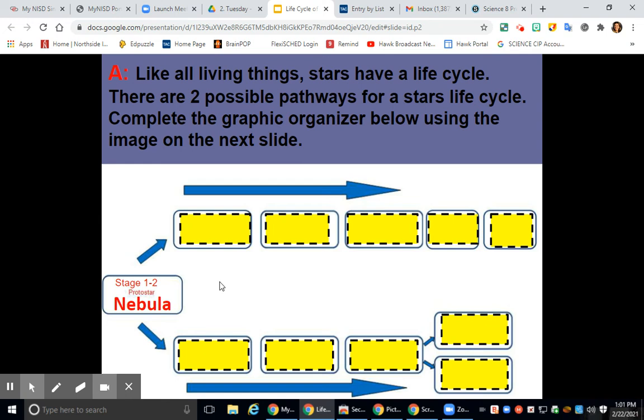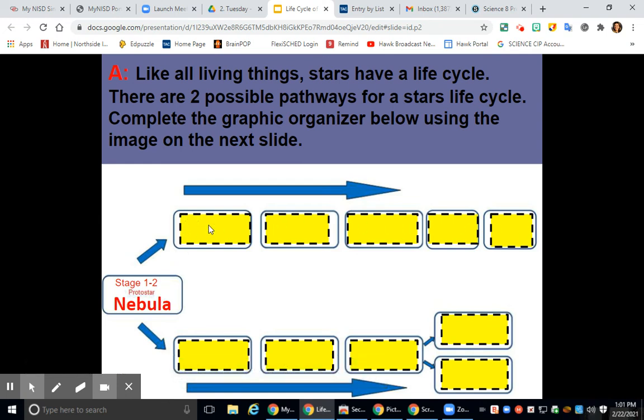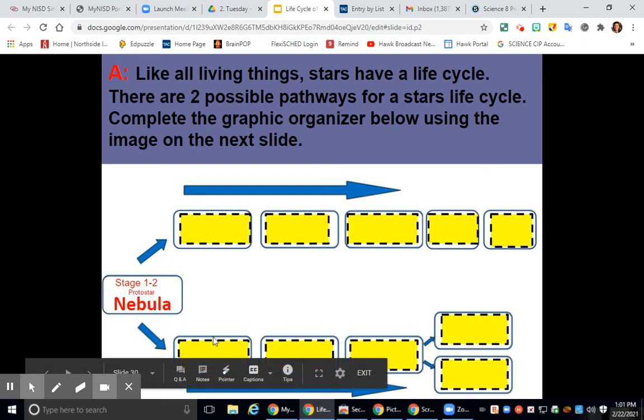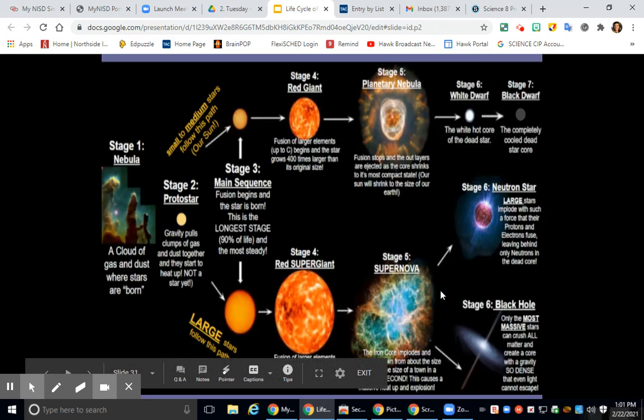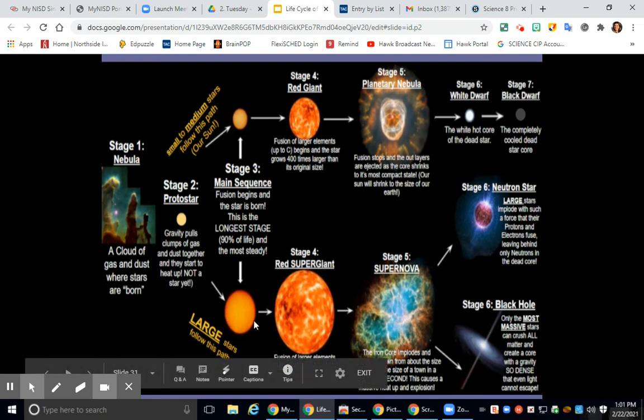You're going to complete this graphic organizer as your activity using the image on the next slide. So all stars start in a nebula, and if they are small to medium, they would go as the fate of our sun, or if they are larger than our sun, they will go in this direction. So you're going to use this chart here where stars start in a nebula. Again, they could either be a small to medium star and have this fate, or if they are a large star, they're going to follow this stage here.